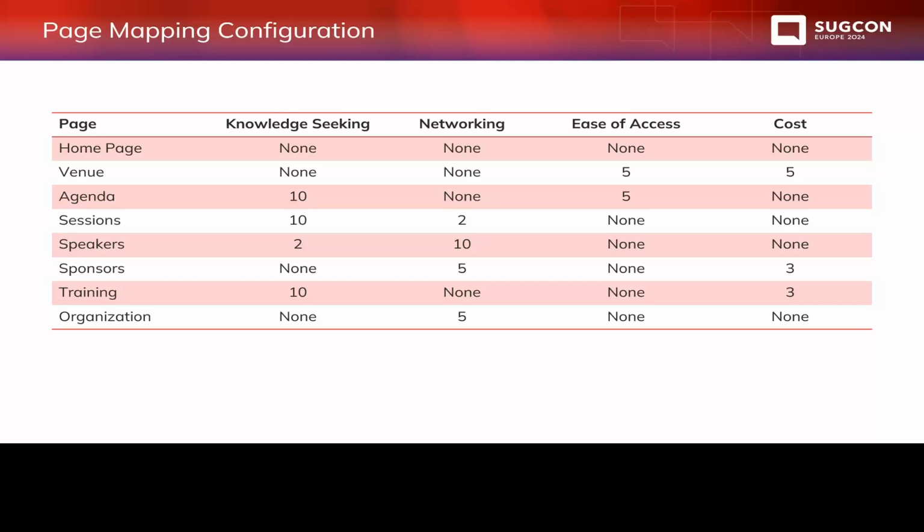But if somebody were to go to the session or training pages, then we could sort of assume that they're probably likely seeking knowledge or more information about things. Whereas somebody who goes to the speakers page might be more interested in networking. So these are just examples, just to show how it could work, but obviously your organization would come up with its own personas and own profile keys or attributes, etc.